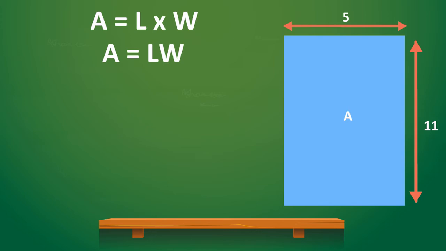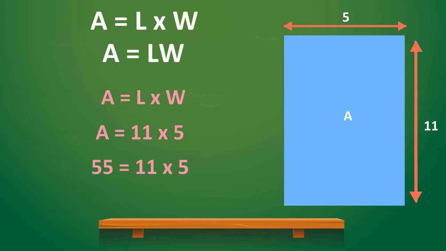How'd you get on? This is what you should have had. So exactly the same as last time. We don't know what A is, but we do know what L and W are, so we can put them in. A, our area, is equal to 11, that's our length, multiplied by 5, that's our width. So 11 multiplied by 5 is 55. Our area is equal to 55.